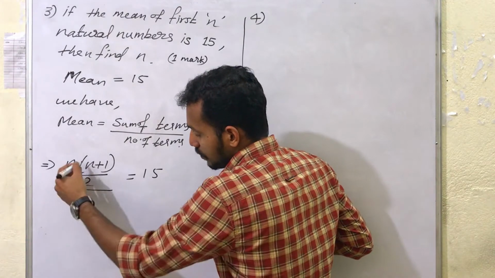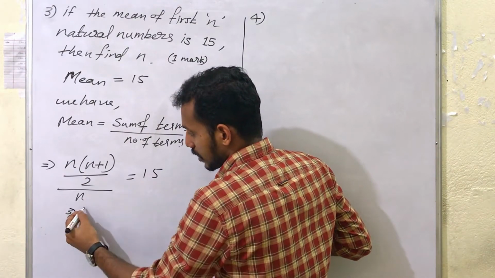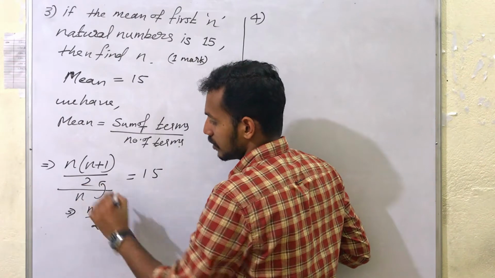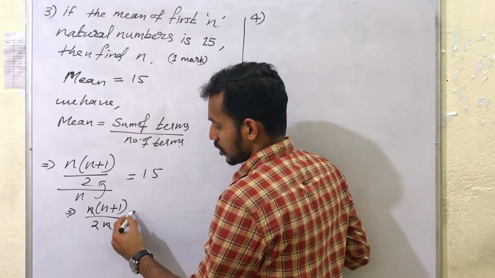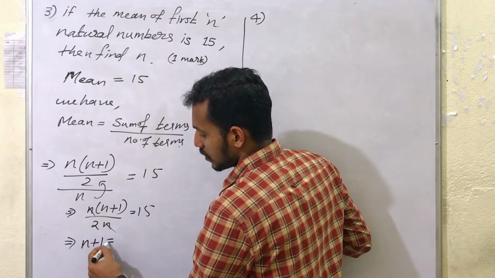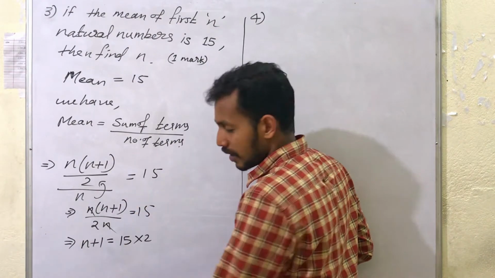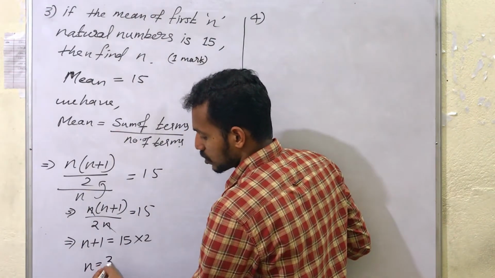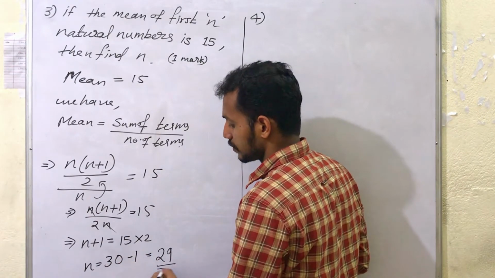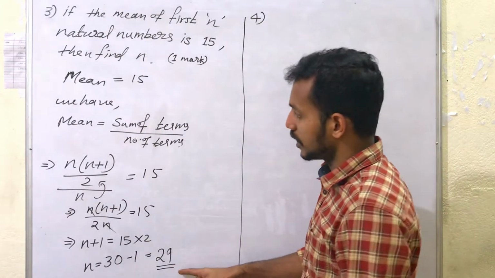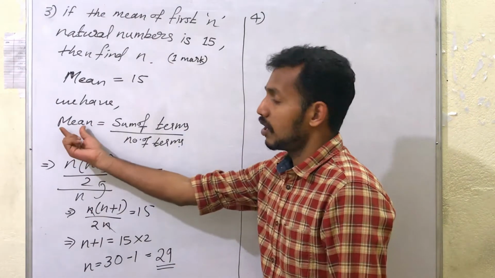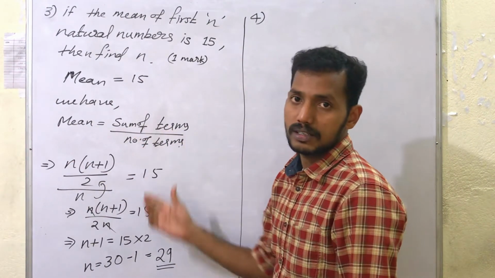Then directly we can cancel. So n into n plus 1 divided by 2n. The n is cancelled, which is equal to 15. Simply take this 2 to the other side, it will be n plus 1 equals 15 into 2. n is equal to 15 into 2, which is 30, minus 1 will be 29. So the value of n is 29. This is also based on a simple concept. We only need to know how to calculate the mean of numbers.